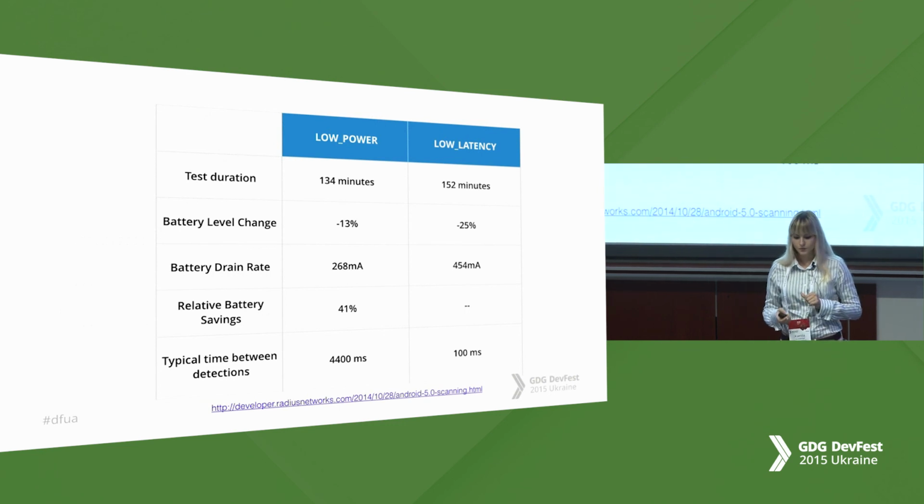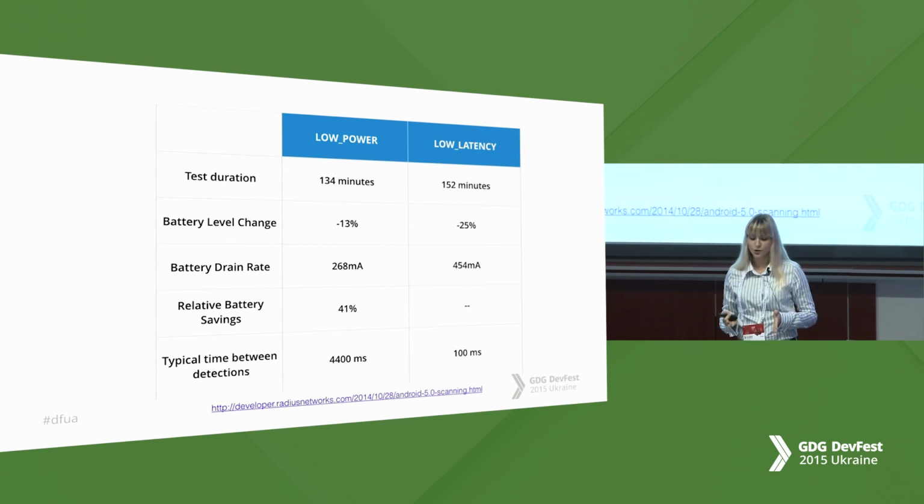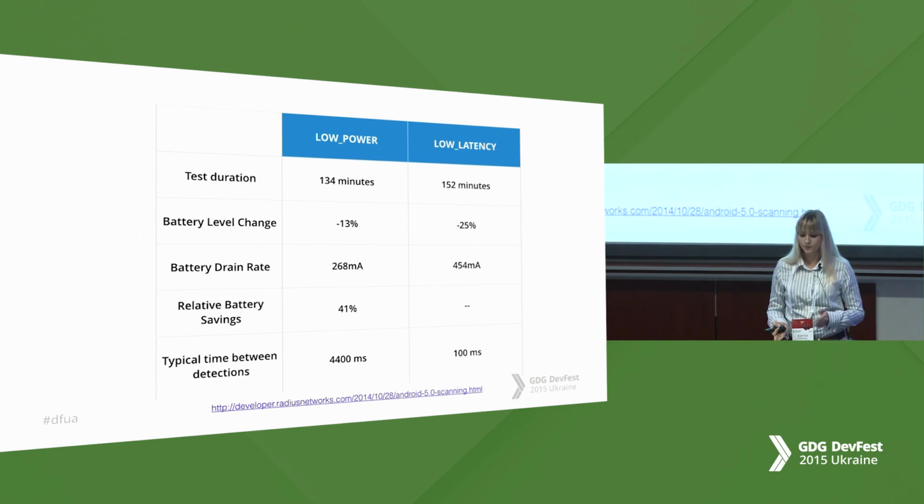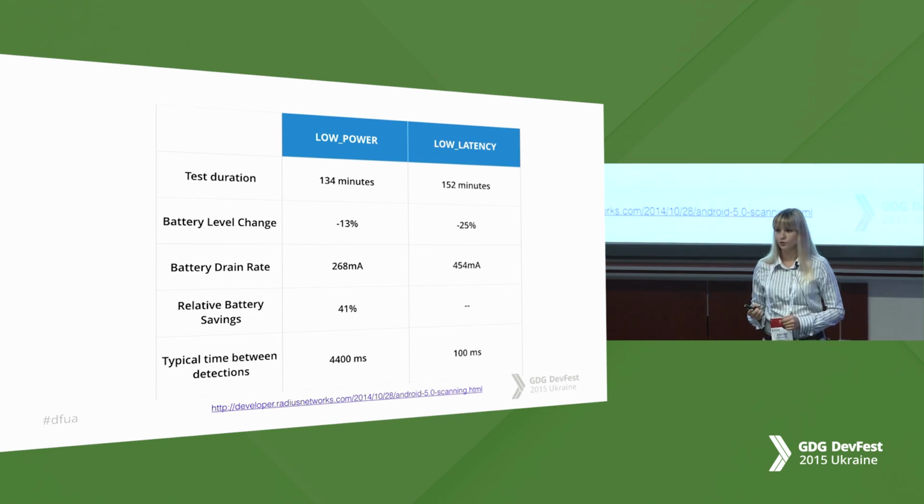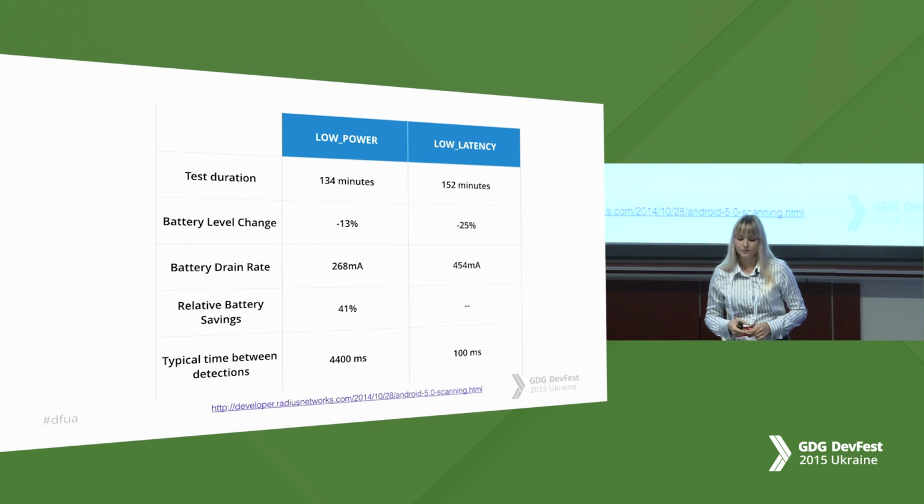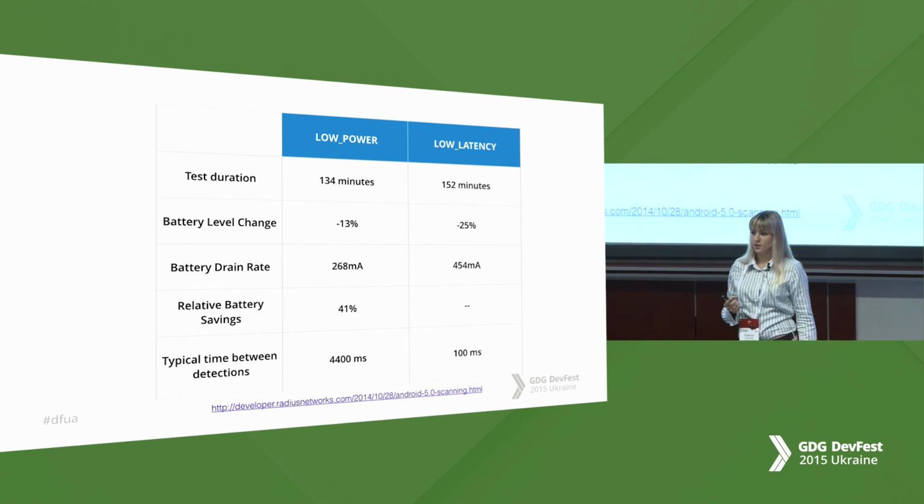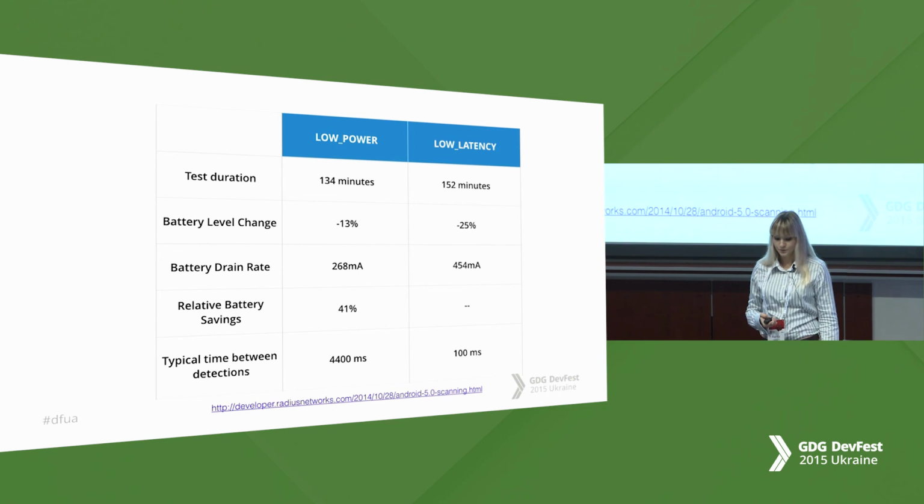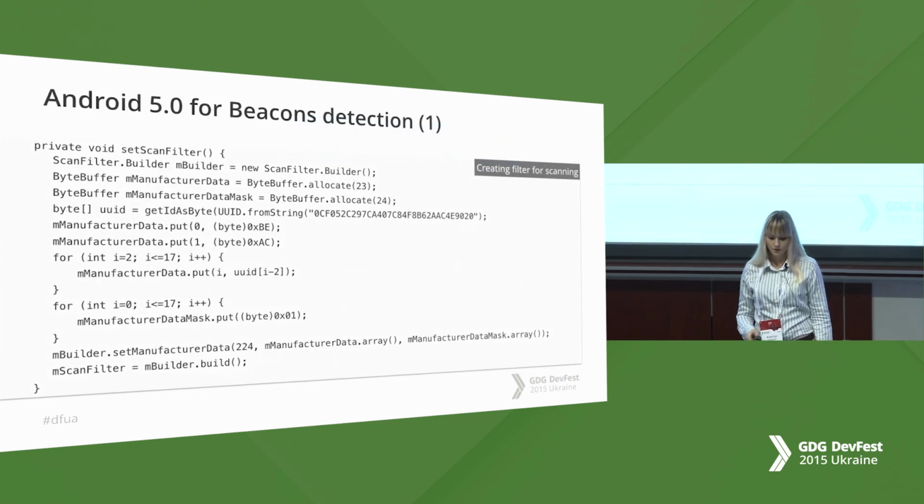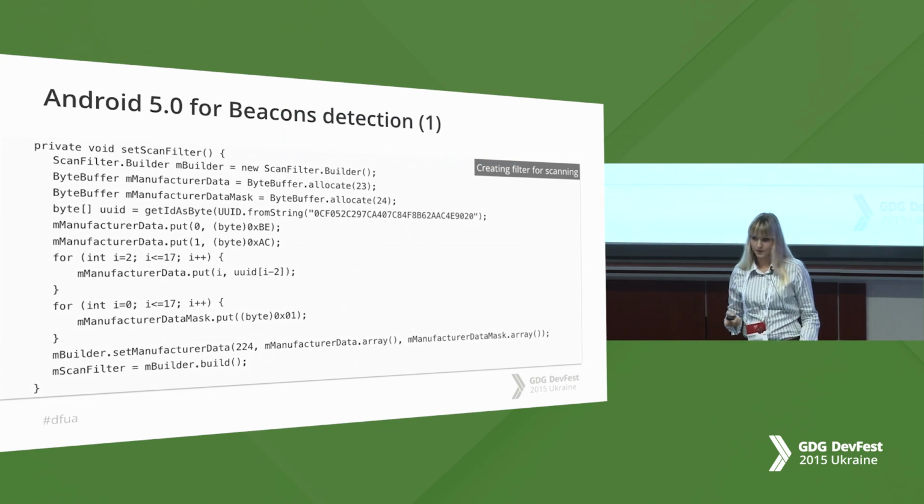So this is the comparison between these two modes. As you can see, using low power mode, we could reduce battery consumption almost two times. But we have some limitations in detecting the signals. So for low power mode, it's 0.4 milliseconds, and for low latency mode, it's just 100 milliseconds.